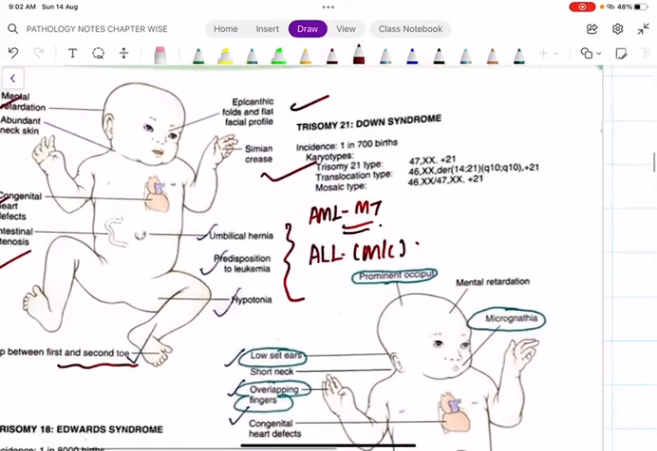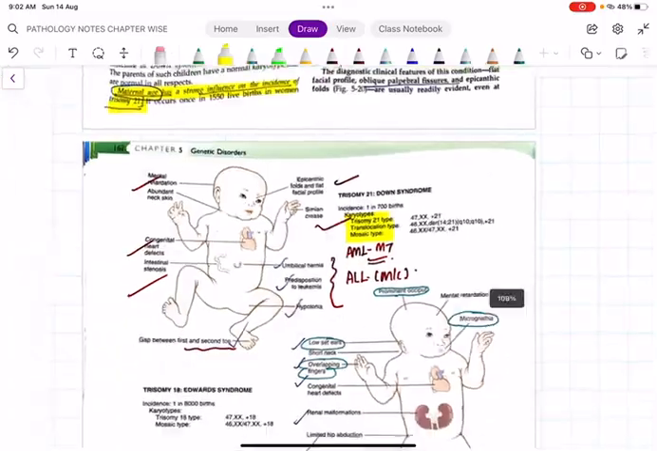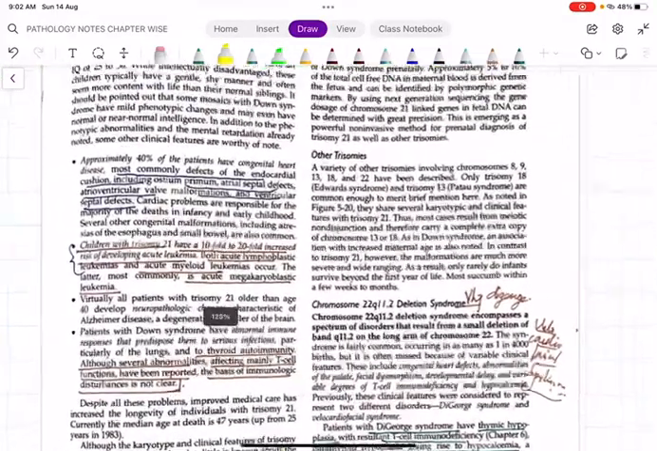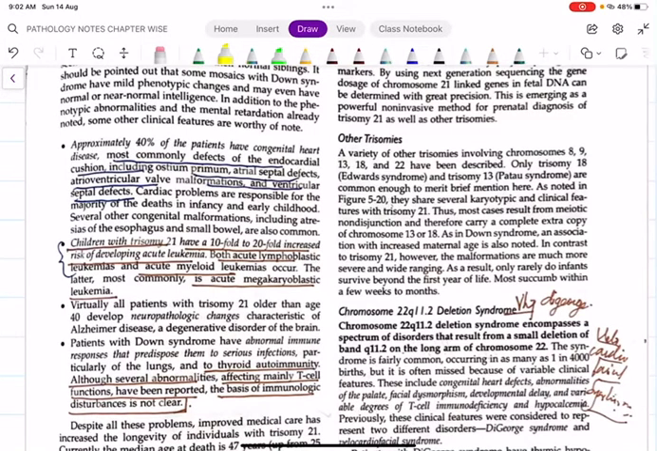You can see trisomy, translocation, and finally mosaicism between 46 or 47 chromosomes. I hope things are very clear for you. Now let us go into some other important points. Most commonly, what are the congenital cardiac defects? You will have ostium primum defects, atrial septal defect, VSD, and atrioventricular valve malformations.